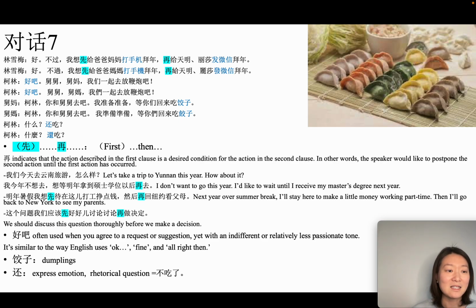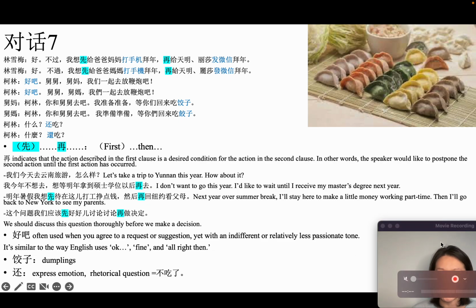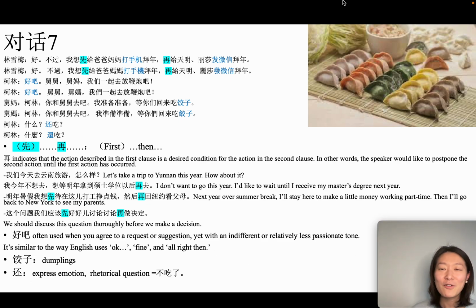And 柯林 asks, 什么?还吃?还 here is to express emotion. 还, again, still? A rhetorical question here, as it means, actually, I don't really want to eat. 不吃了。Okay, that's all for lesson 11.